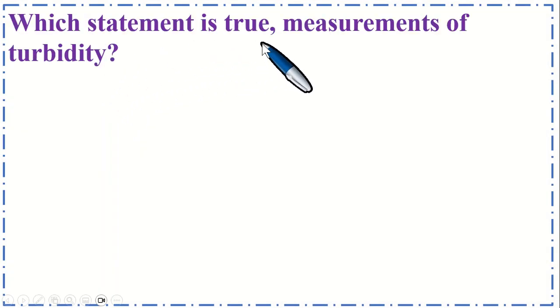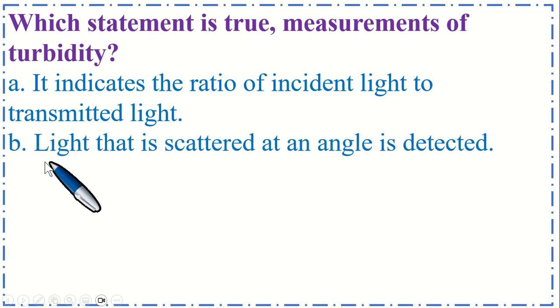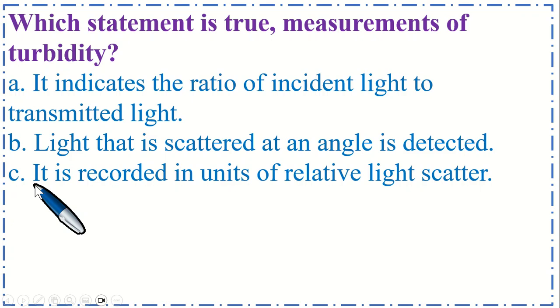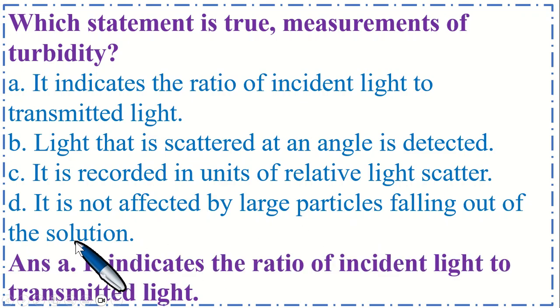Which statement is true? Measurements of turbidity: Option A, it indicates the ratio of incident light to the transmitted light. Option B, light haze scattered at an angle is detected. Option C, it is recorded in units of relative light scattered. And option D, it is not affected by large particles falling out of the solution. So the correct option is A, it indicates the ratio of incident light to transmitted light.